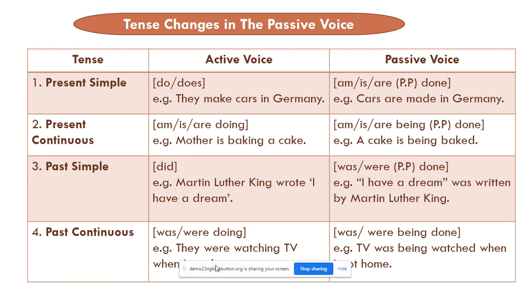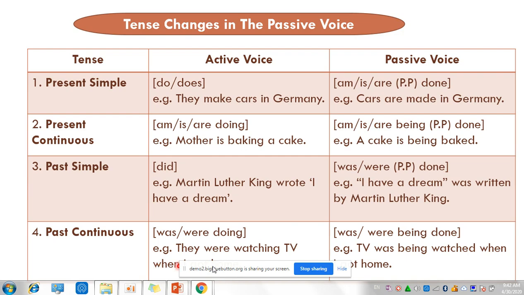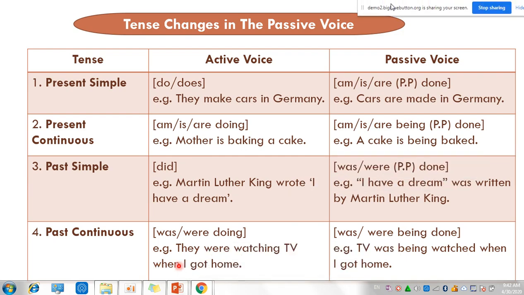Past continuous. With the past continuous, you are speaking or describing an action that was happening in the past during the time of speaking. The structure of the verb is was or were followed by the verb with ing, like was doing or were doing. They were watching TV when I got home.